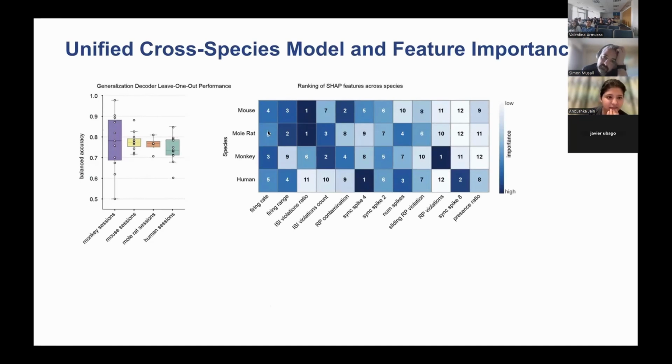Another cool result was that if we combine these data sets together, we want to see whether a generalized model exists, so that if we have data sets from different probes, different species, and also different brain regions, then our pooled data also performs well. Here also it's a leave-one-out session.